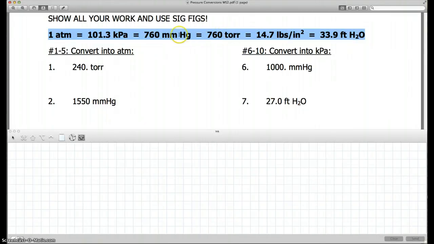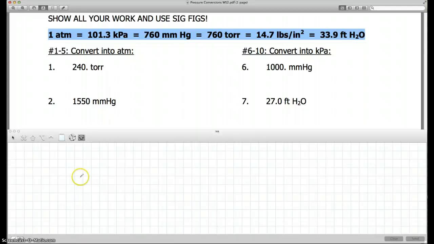Torr is basically equivalent to mmHg, millimeters of mercury. Pounds per inch squared, you may see that on your car tires or bike tires as PSI, pounds per square inch. It means the same thing. And the last one, 33.9 feet of H2O, is if your barometer is using water as the liquid instead of mercury. Basically, they're all pressure units, and you need to be able to convert between them.